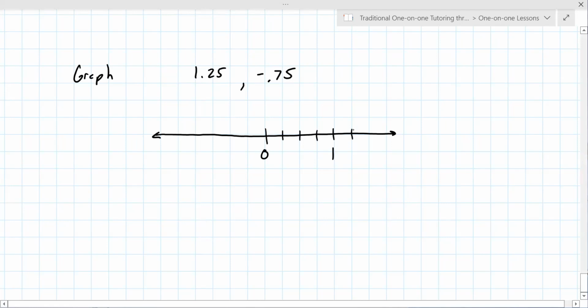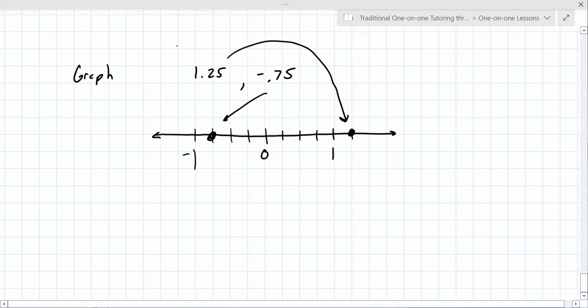And then the next one is 1.25. Good. Same thing to the left here: minus 0.25, minus 0.5, minus 0.75, minus 1. And then I'm going to label that one there for minus 0.75. You got that down?